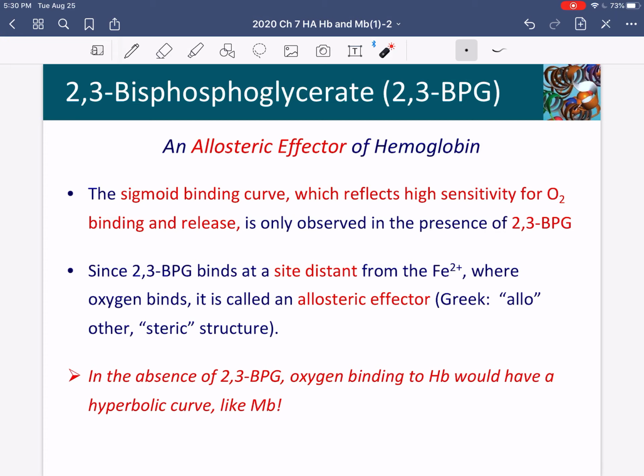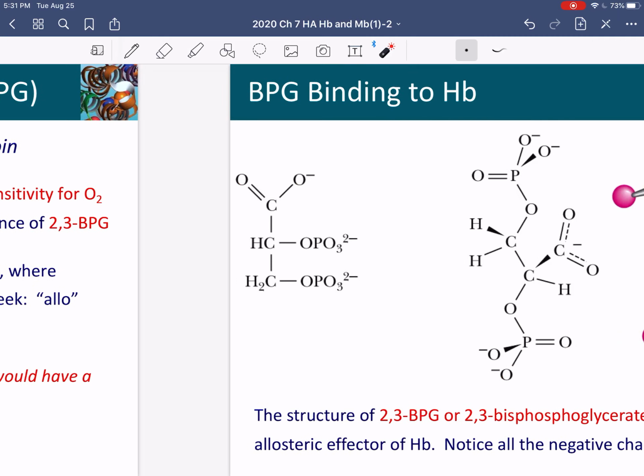All right, so in the absence of 2,3-BPG, the oxygen binding would not be sigmoidal. It would be more like the myoglobin oxygen binding curve. It would look more hyperbolic, right, and less S-shaped. All right, so let's have a look at this.